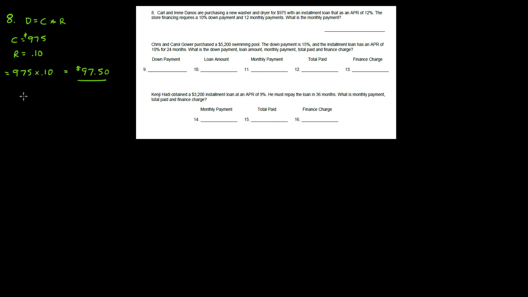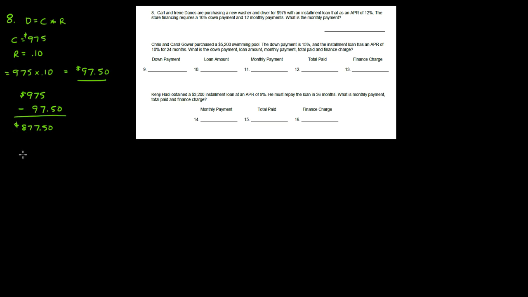So in order to find the monthly payment, I need to know the amount that I'm borrowing. I'm going to take the 975, which is the cost of the item, and subtract the 97.50 to figure out how much money I actually have to borrow, so I can get that part for the monthly payment. So 975 minus 97.50 gives me 877.50. That is the amount I'm going to need to borrow, or the amount of the loan.